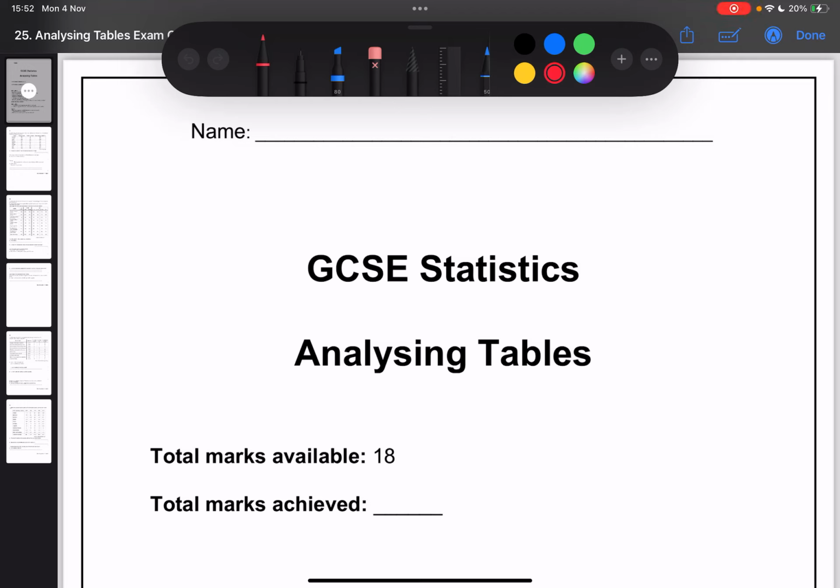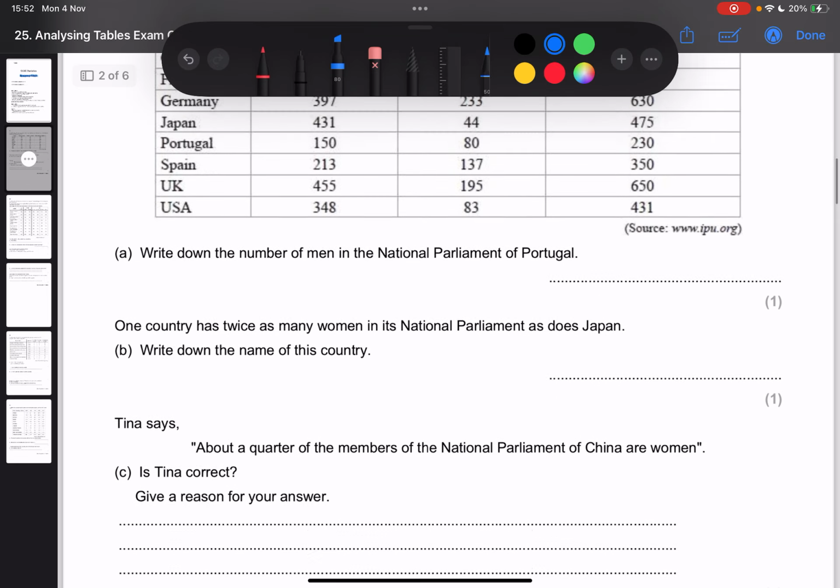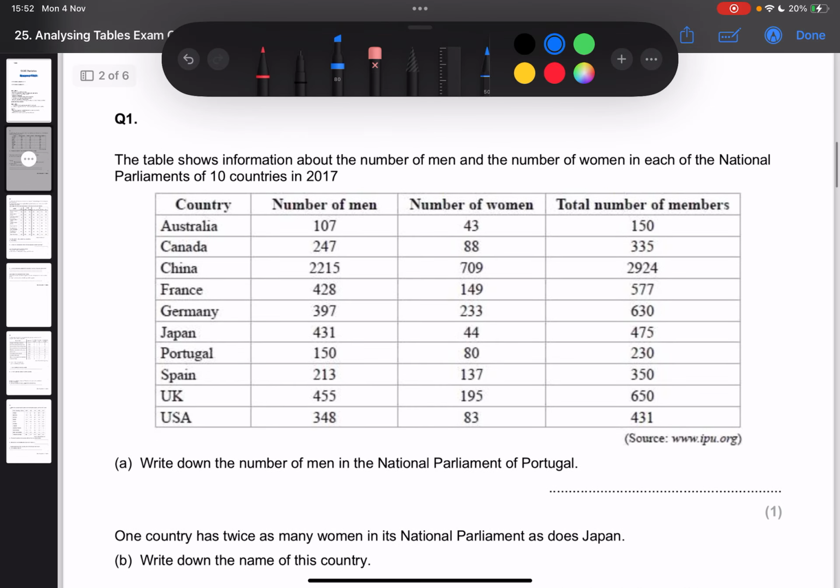Okay, so let's look at the topic from chapter 2, which is all about analyzing tables. Now, these should be easy marks because you literally just have to read from a table. I'm not going to do all of them, I'm just going to do the ones I feel like doing. Yeah, let's just start with question 1.